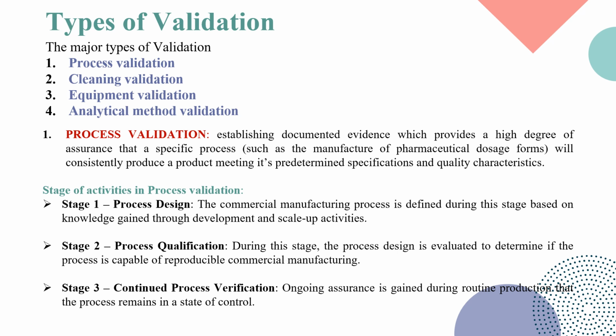Stage 2, the process qualification. In this stage, the process which is designed is evaluated whether it is capable of reproducible commercial manufacturing of the product. And the third is stage 3, continual process verification, which is an ongoing assurance during the production that the particular process we designed is in a state of control or not.